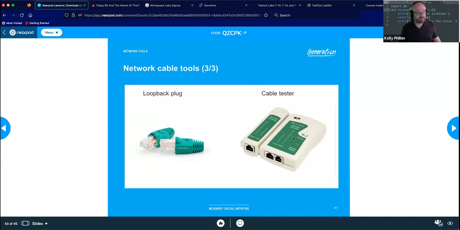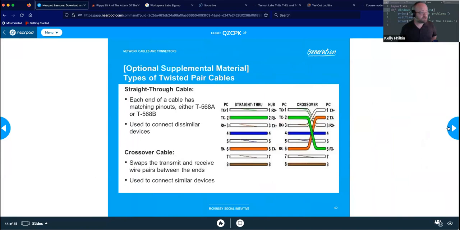Questions on these two? All right. That's it for the tools. We have one last thing we need to get into, which is types of cables.